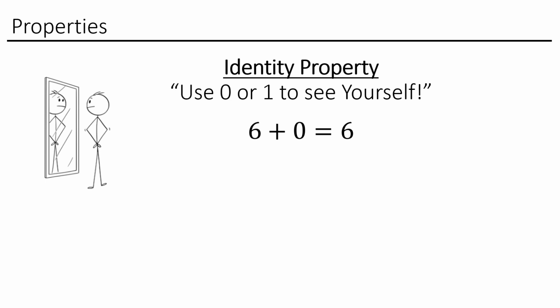So 6 plus 0 is 6. So 0 is the magical number here for addition. You can add 0 to any number to get that number back. So use 0 to see yourself with addition. All right, the same thing works with multiplication with the number 1. Use 1 to see yourself. So with multiplication, you just multiply any number by 1 and you get that number back. Okay, that seems really simple.